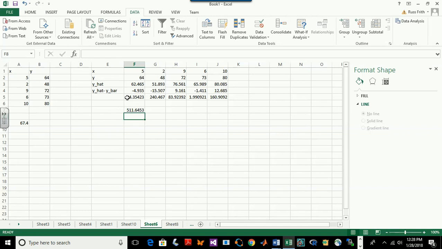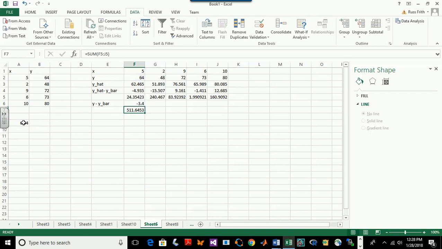Actually, that is the explained variation. Check that, that's the explained variation. All right, to find the unexplained variation, what do we do? The unexplained variation would be y minus y bar squared. So what we need is a y minus y bar. So we need those values. So this would equal y minus y bar.